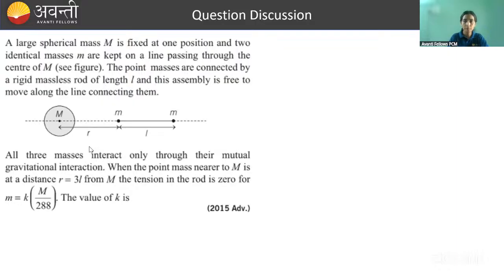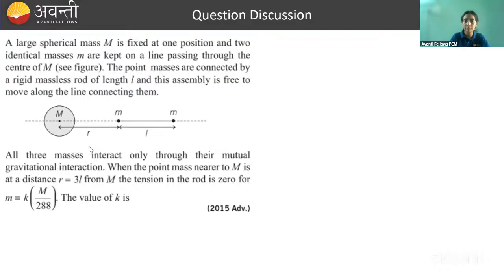Anyone getting closer to it? In every question first you need to figure out the concept, what you have to use, and then you need to put in things, right? So what concept you will be using here? Let's do it together now.